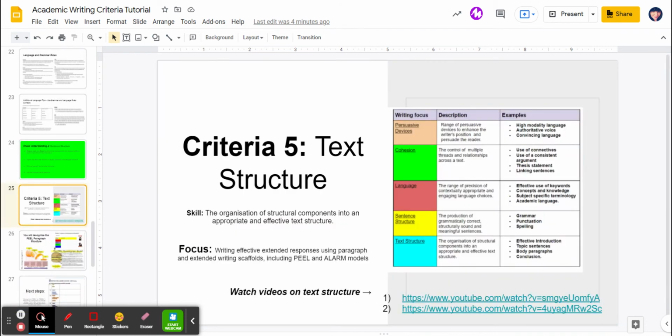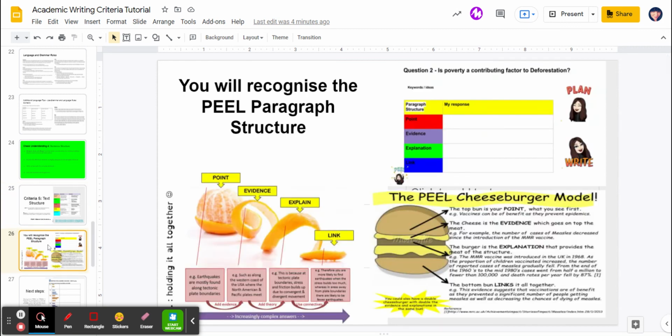The last criteria for academic writing that we will examine is a criteria for text structure, including having the structural components of a particular text. This includes using effective introduction, topic sentences, body paragraphs, and a conclusion, and are elaborated on in these videos. You will recognize some of these PEEL paragraph structures that we have already been using in our writing, including the use of the basic PEEL structure: point, evidence, explanation, and link.